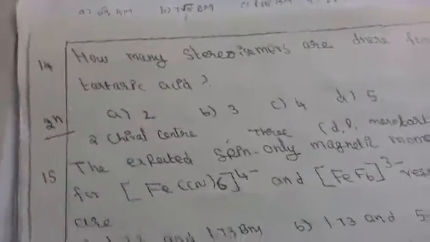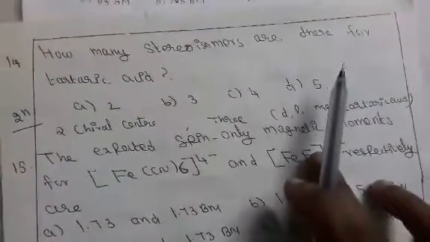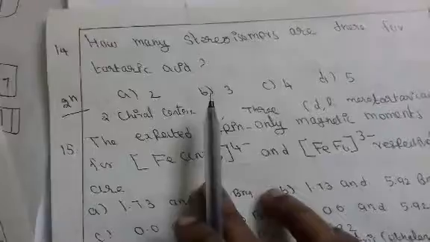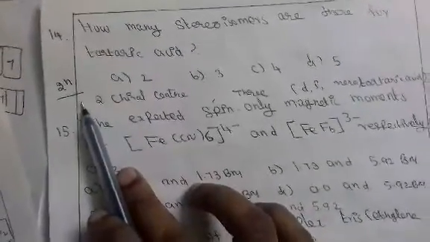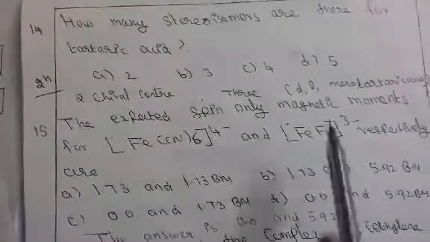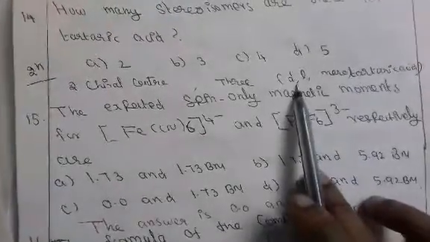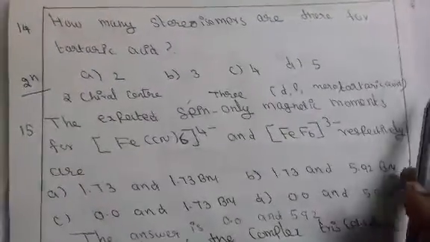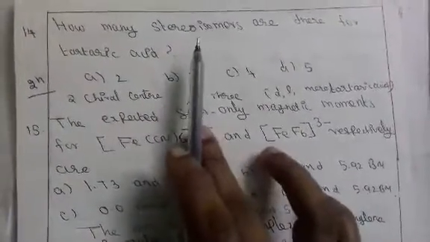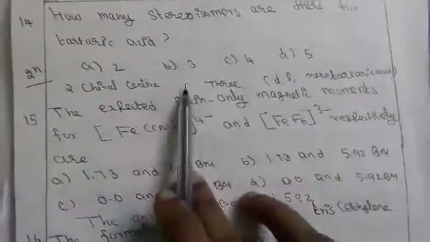Next question is: how many stereoisomers are there for tartaric acid? We already know tartaric acid contains 2 chiral centers. So the formula is 2 power n, so totally 4. Here tartaric acid exhibits D isomer, L isomer and meso tartaric acid, which is optically inactive. So totally the stereoisomers of tartaric acid are 3.